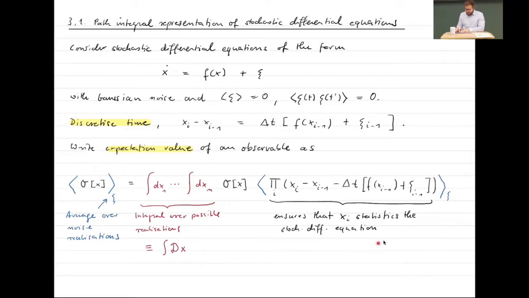If you look at the right-hand side, there's a delta function missing here, so I have to write that here. On the right-hand side, you have this delta function. And this delta function just makes sure that whatever trajectories we integrate over fulfill the discretized version of the Langevin equation. The delta function is just the left-hand side minus the right-hand side of this Langevin equation. If the left-hand side is equal to the right-hand side, then we take that trajectory into account.